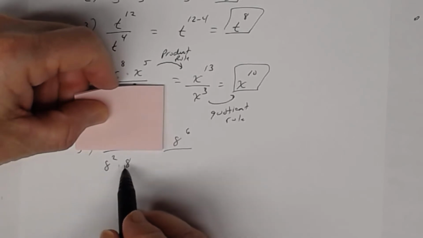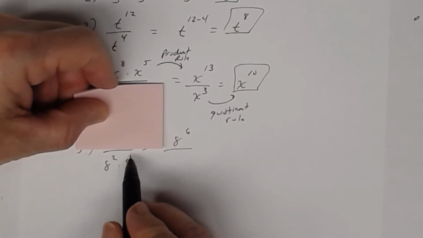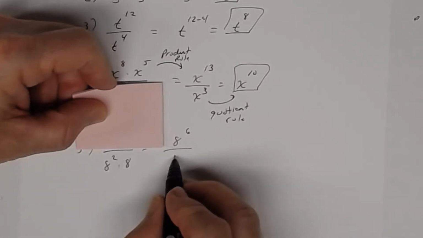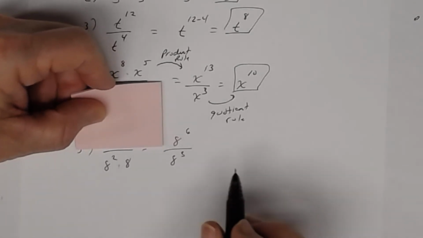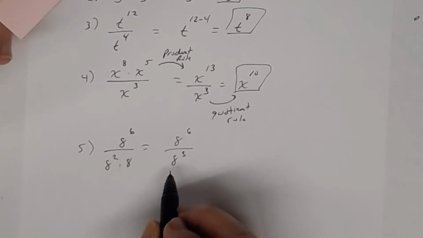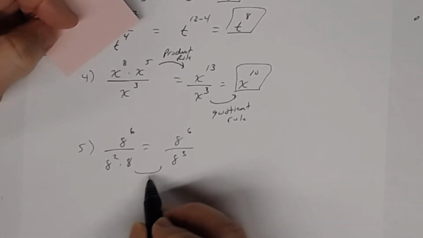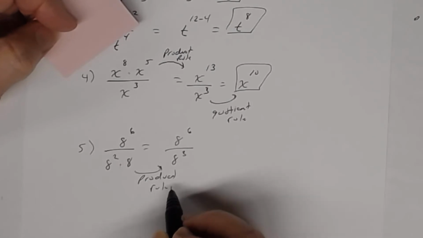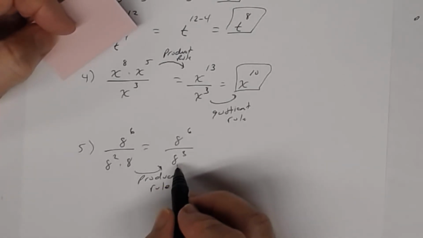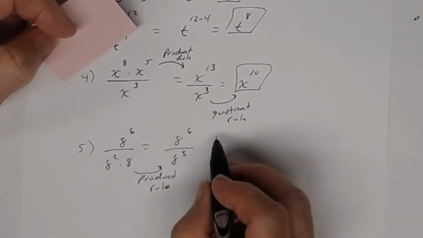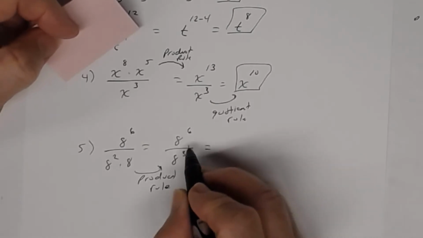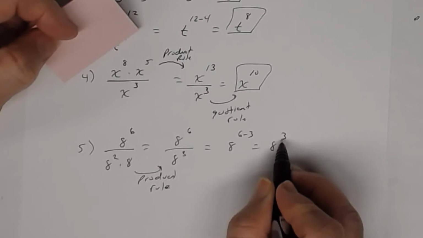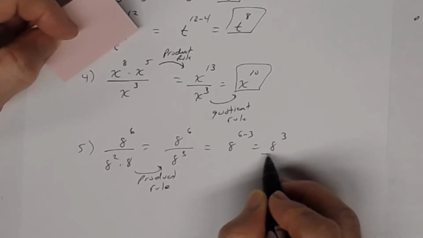So the bases are the same, so I add those exponents. Remember, there's no exponent, understood to be 1. So 2 plus this 1 is 3. So that becomes 8 to the 3rd power. So that was using the product rule. Product rule to go here. Then now I'm going to use the quotient rule. So 8 to the 6th divided by 8 to the 3rd. So quotient rule, you're going to subtract exponents. That's 8 to the 6th minus 3rd, which is 8 to the 3rd, right? 8 to the 3rd. And so there's your answer.